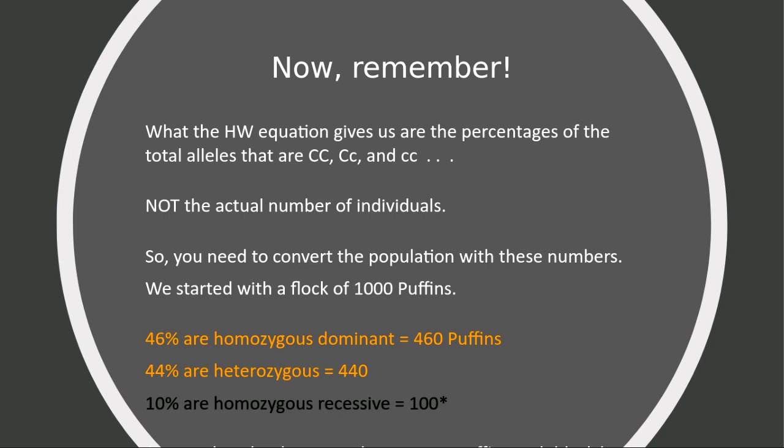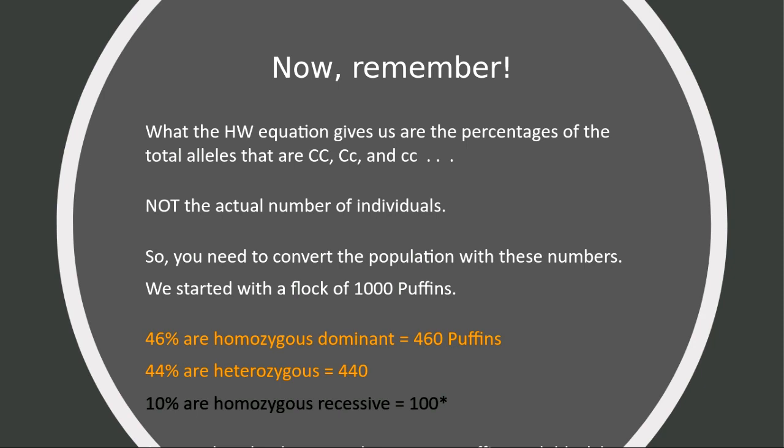So what does that mean? If we divide 1,000 by 0.46, or we take 46% of 1,000, that's going to give us 460 puffins that are going to be homozygous dominant. That means that those puffins are going to have 2 copies of the dominant allele.